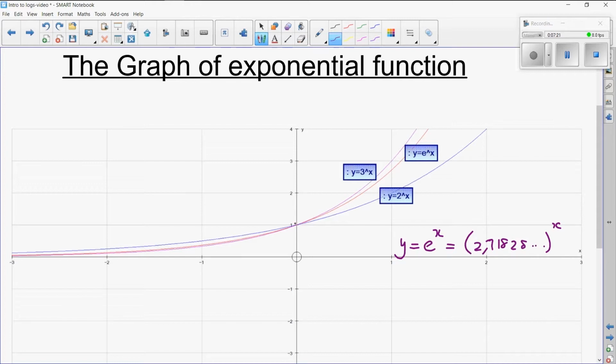And as with all exponential graphs, we have an intercept on the y-axis at x equals 0 and y equals 1. And we see that the range is always positive, so y will be all numbers greater than 0, not equal to 0, because you have an asymptote along the x-axis, so your asymptote is the line y equals 0.